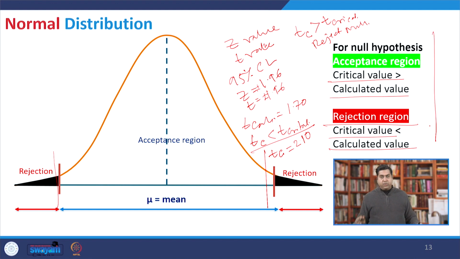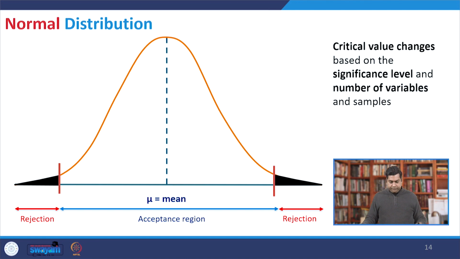So, this is about testing based on the test statistic: the calculated value should be more than the critical value, then we will reject that particular hypothesis. If it is not, then we will accept, though maybe we don't use the word accept, normally it is called fail to reject the null hypothesis. Now, the critical value changes based on the significance level and the number of variables, and based on that you will find different values in the Z table, T table, F table, or chi square table, and then you have to take those values for the comparison.